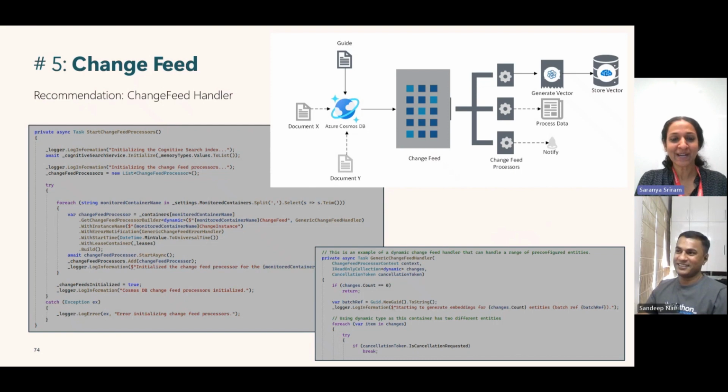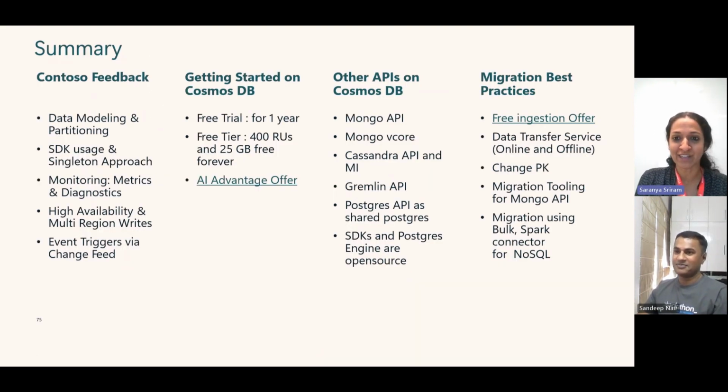Yeah. All right, so with that, we come to the end of today's session. Let's do a quick recap of the summary across all three sessions. Primary feedback based on prototype to production is to understand whether we have the right data model, the right partitioning strategies, SDK usage, demos that you saw on the singleton approach, monitoring, diagnostics, metrics. Today's session was specifically on high availability, multi-regions, and change feed, all of them talking of the goodness of Cosmos DB.